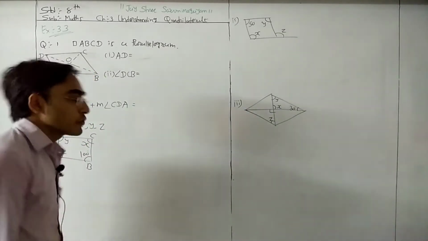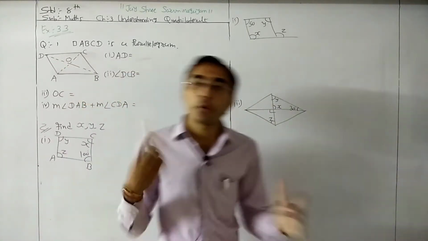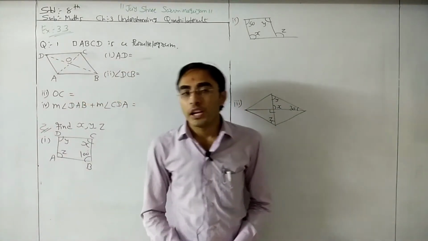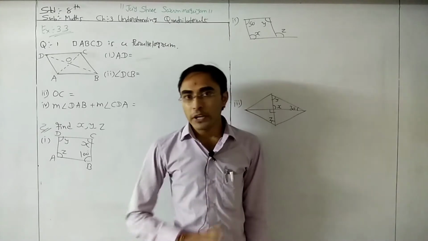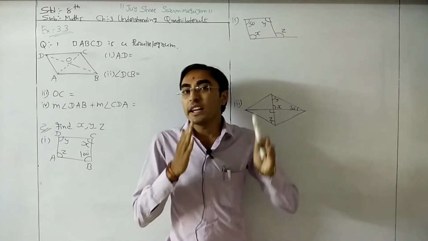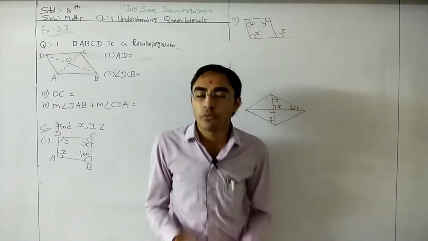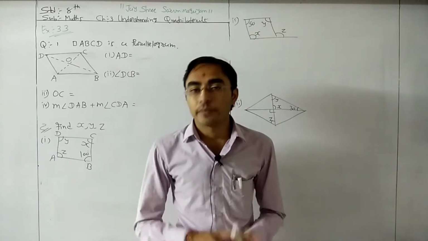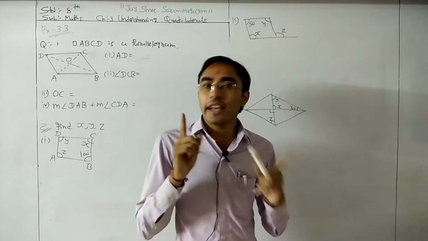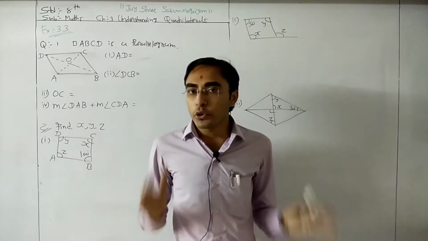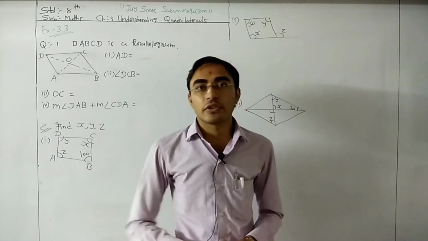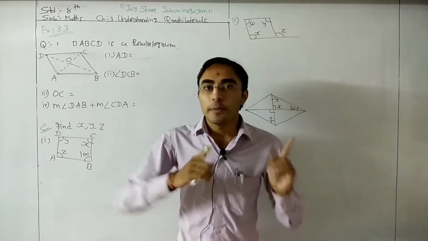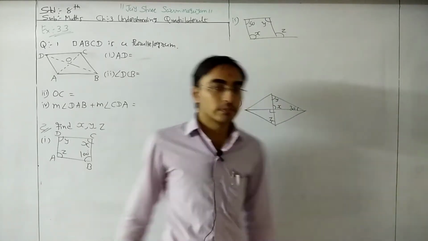First of all, just recall the properties of parallelogram. In a parallelogram, pairs of opposite sides are equal and parallel. Opposite angles are equal. Both the diagonals bisect each other. So these are the properties of a parallelogram.